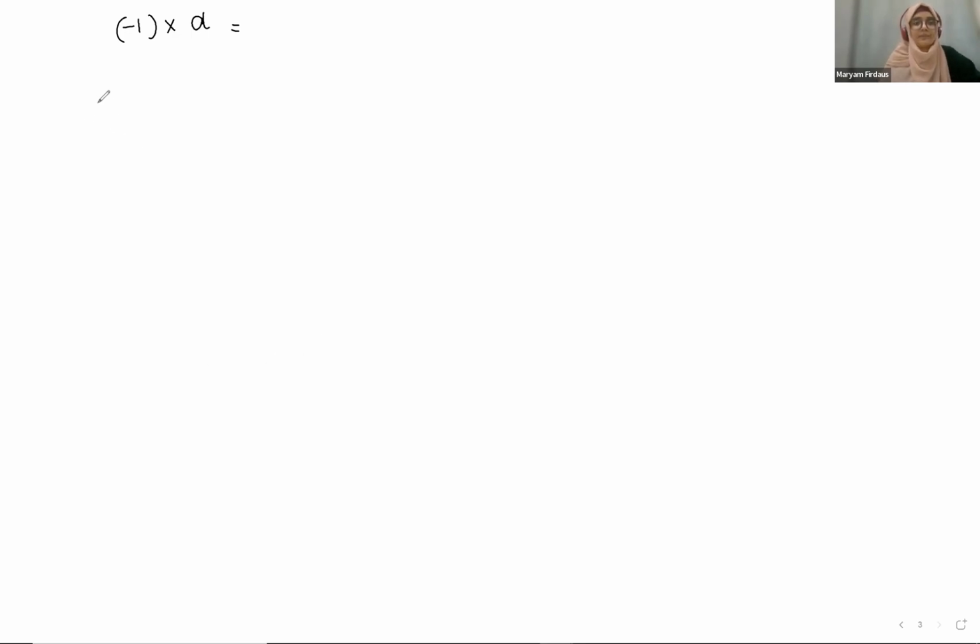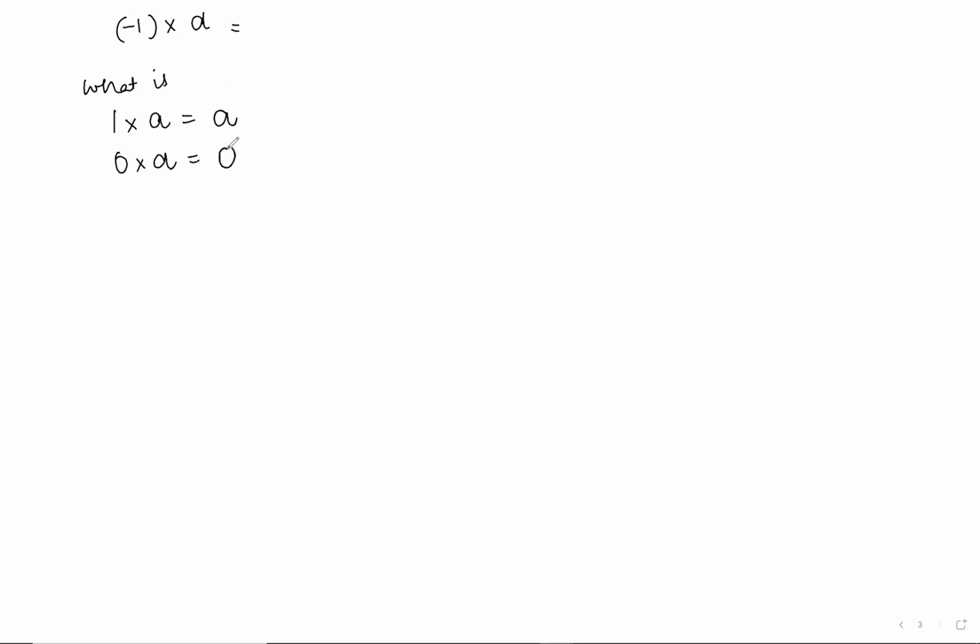If I say what is 1 multiplied by a, a means any number at all. So what is 1 multiplied by a? It is a itself. What is 0 multiplied by a? 0. Right? What is negative 1 multiplied by a? Minus a. Very good. Excellent. Any more doubts? No, this was the only question.